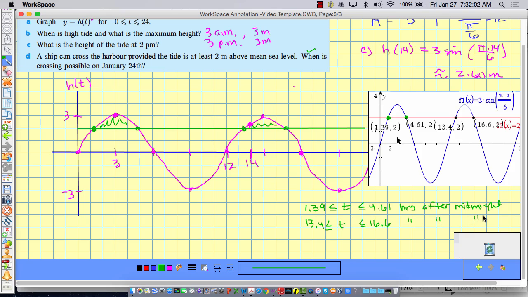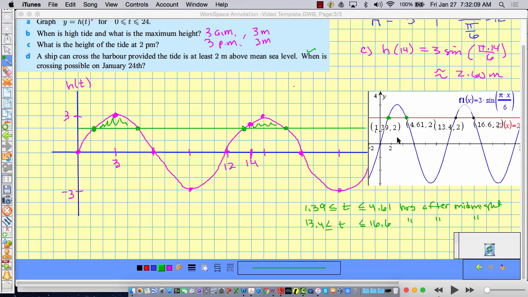So this is how we can model our graph, use trigonometric models. Clearly you can see it's quite useful.